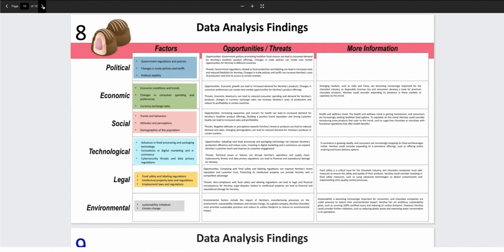So for the economic branch, you're going to write down that, of course, based on your research, we also have emerging markets such as India and China that are becoming increasingly important for the chocolate industry as disposable incomes rise and consumers develop a taste for premium chocolate products, and Hershey's could consider expanding its presence in these markets to capitalize on this trend.